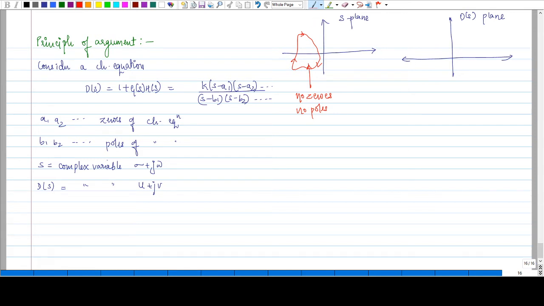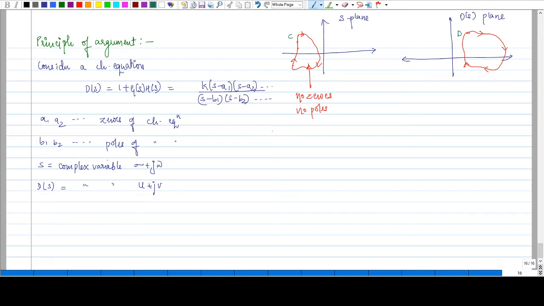Now, when you map all these points on the closed contour to the D of S plane, you will again have a closed contour. Now this closed contour will also be in the clockwise direction, but it will not encircle the origin. So if you take any closed contour which encircles neither zeros nor poles, then the contour in the D of S plane cannot encircle the origin or the point at infinity. So this I'll take as contour C. This is contour D.